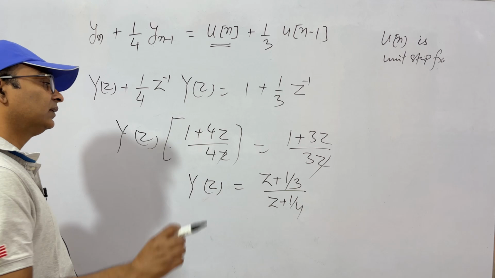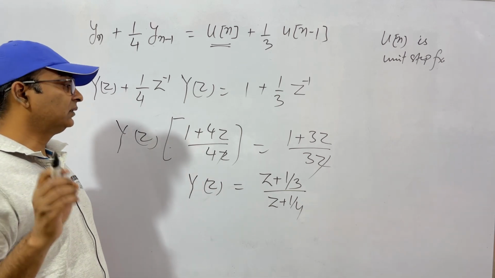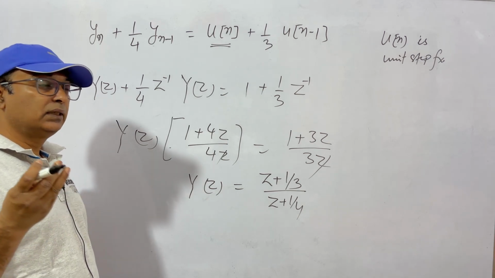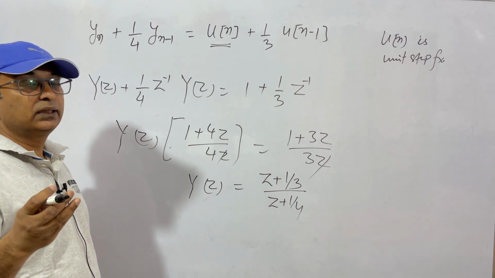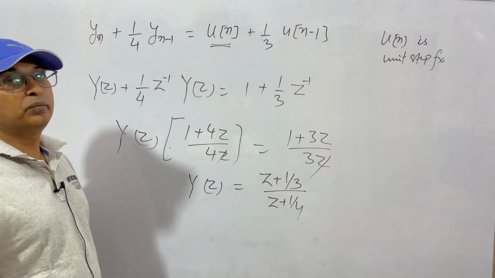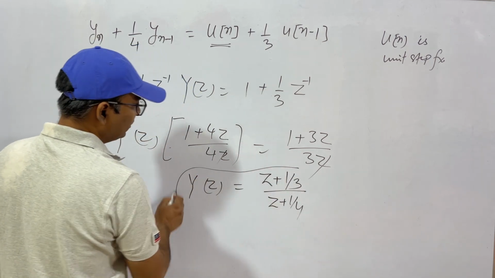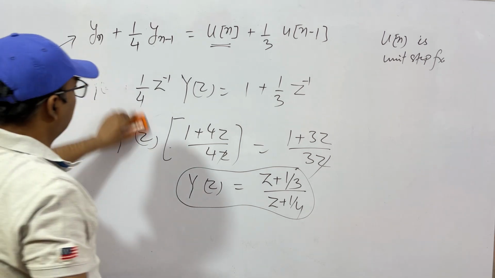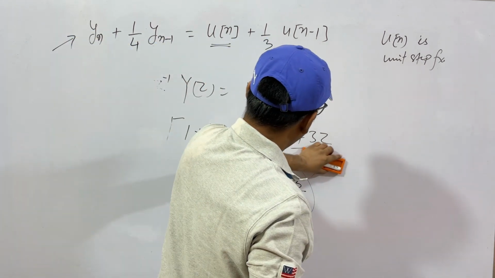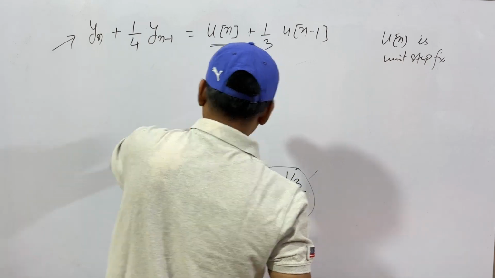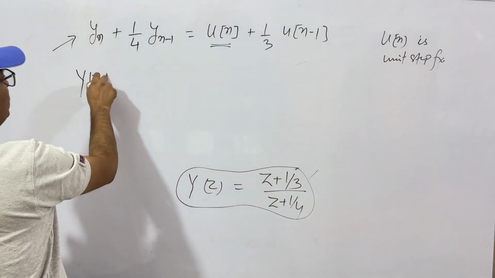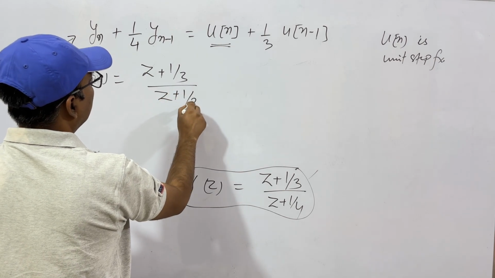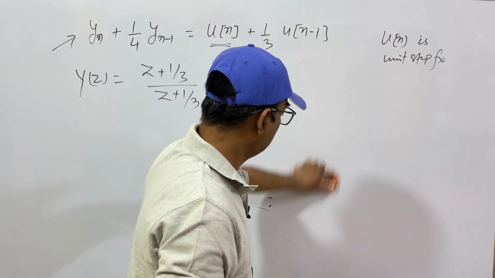Now, when we were discussing the inverse z transform, I told you there are 3 methods. First method is the power series method. Second method is the partial fraction method, and third method is called the inversion integral method. We'll solve this using that third method. Our difference equation has given us the z domain function, Y(z) is (z plus 1/3) by (z plus 1/4). Now let's see what is y(n) using the inversion integral method.